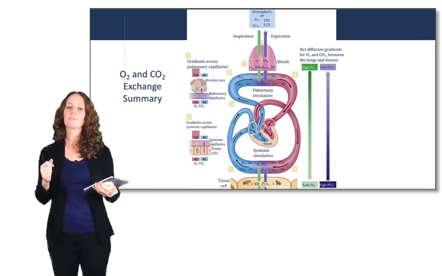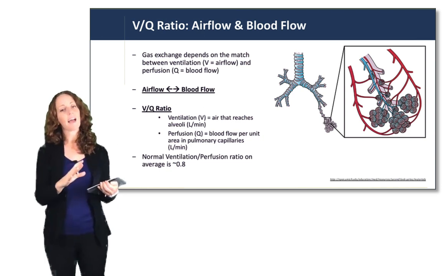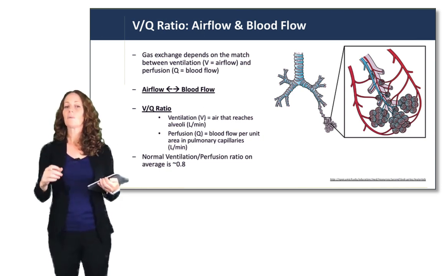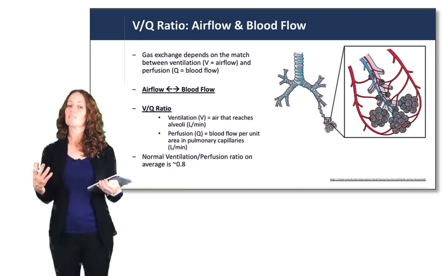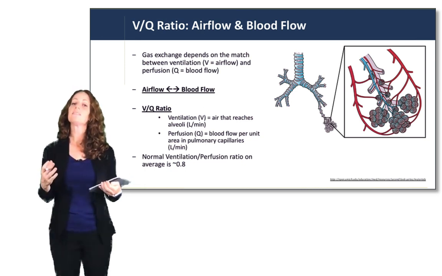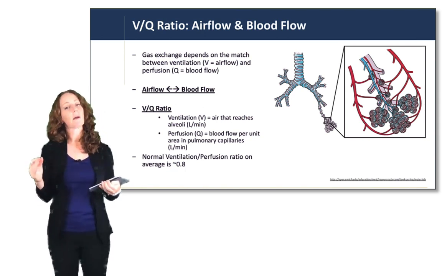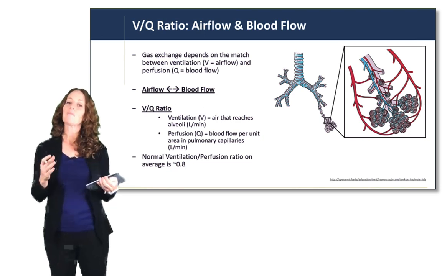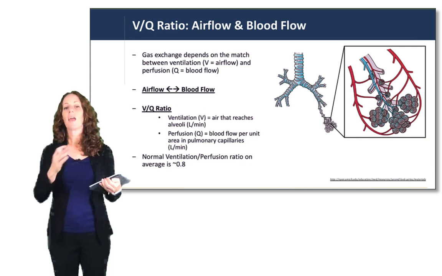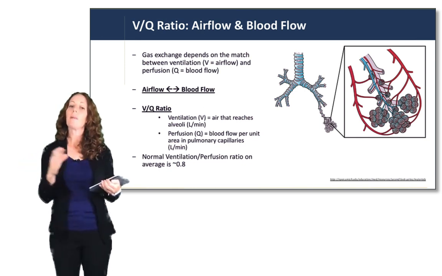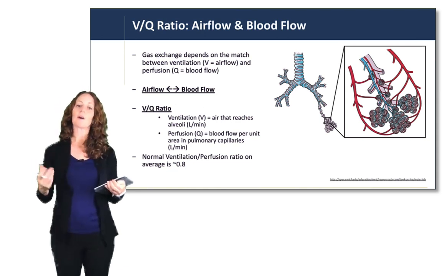on those gradients. Now that we understand both the ventilation and the gas exchange in the lungs, we need to think about one of the most important effectors of gas exchange. This is the ventilation-perfusion ratio. So gas exchange depends very much on the match between ventilation or airflow and perfusion in the lungs. Airflow and blood flow should match approximately to allow this exchange of gases to occur.